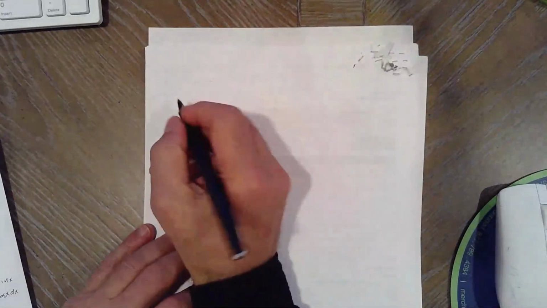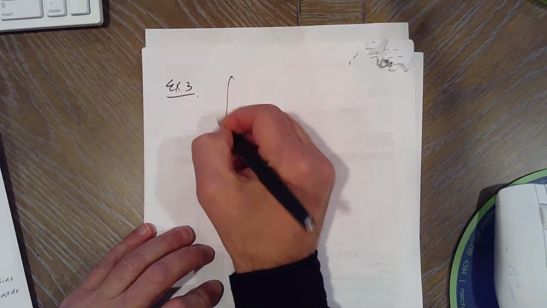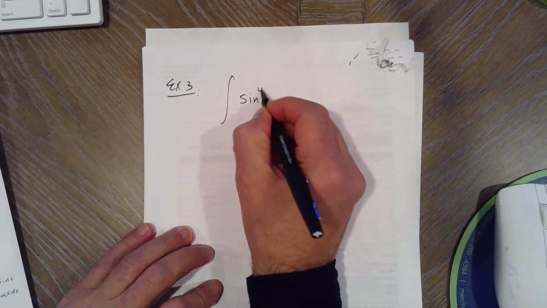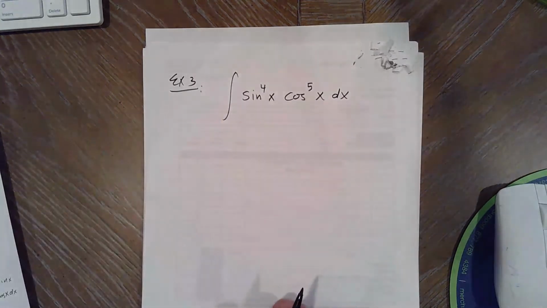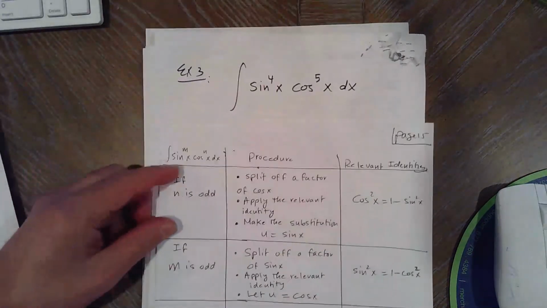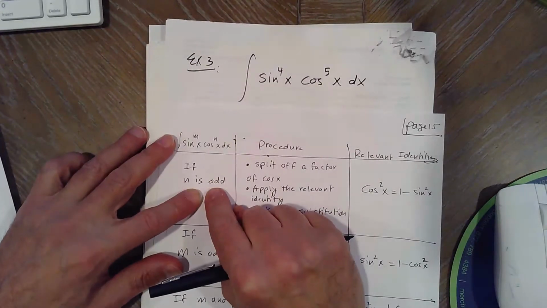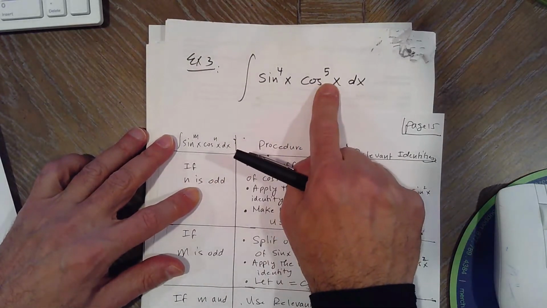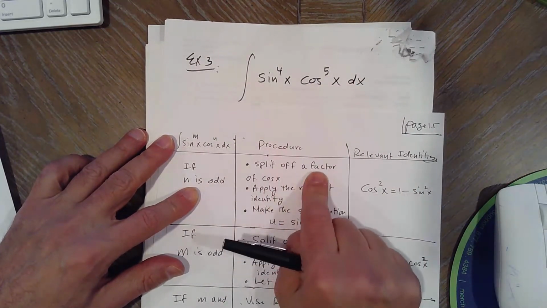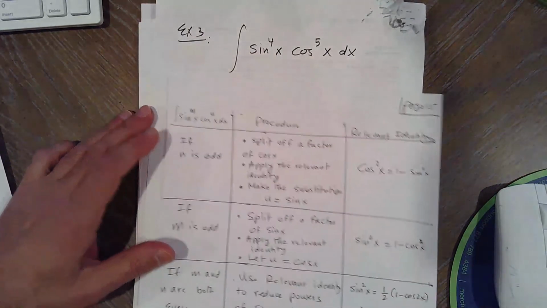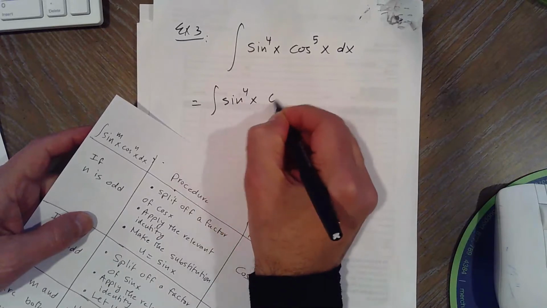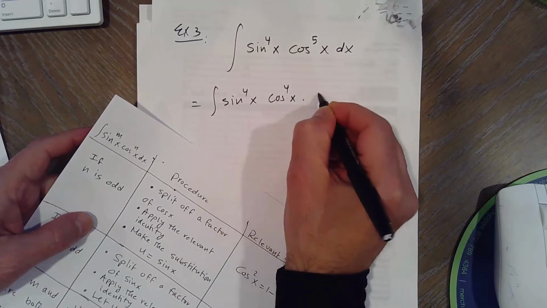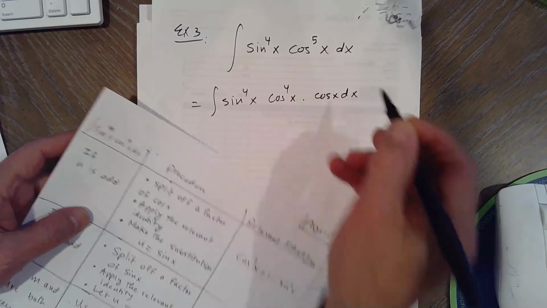Next one is example 3. Integral of sine to the power 4 x cosine to the power 5 x dx. So let's see. If n is odd, that's it. N is odd. Okay. So we're going to split off a factor of cosine. So we're going to write this as sine 4 x cosine 4 x, and then cosine x dx.